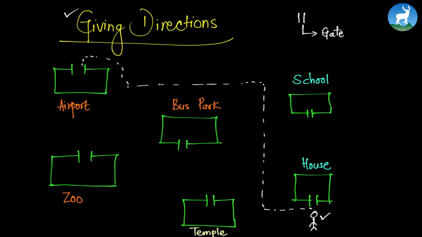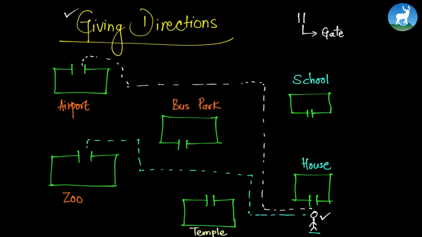So you would write something like, go straight and take the first turning on your left. Walk up until you reach the school. From the school, take the first turning on your right and keep walking. Walk past the bus park and take a turn on your right. Finally, you'll see the airport. Correct?